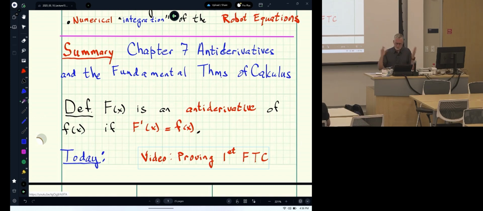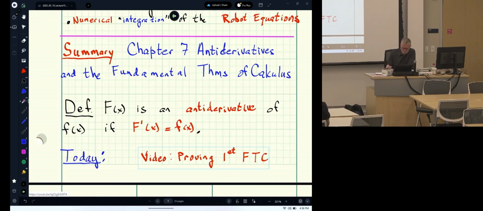So we just got started at the very end of Wednesday by stating that we're going to start moving into chapter 7 with title Antiderivatives and the Fundamental Theorems of Calculus. And we defined an antiderivative. So it's the opposite of differentiation.